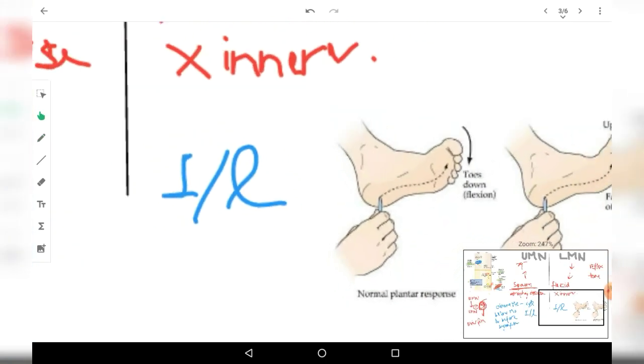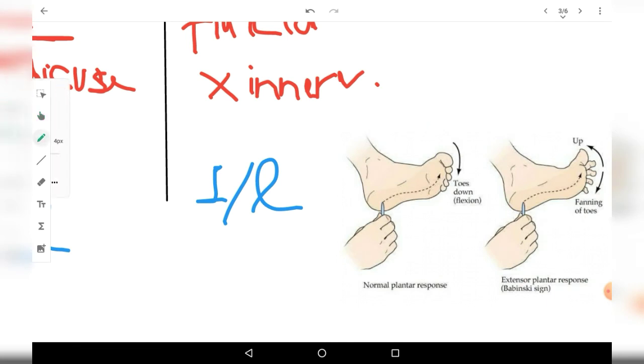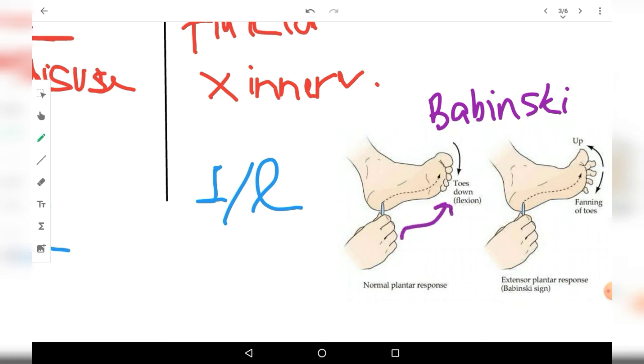Now again there's a concept, this is the Babinski sign. Normally if you stroke upwards the plantar side of a foot, the reflex will be that the toes will be flexed downwards. This is a normal plantar response. And if there is a problem with which tract? Corticospinal tract. Remember, we are not talking about the corticonuclear tract.